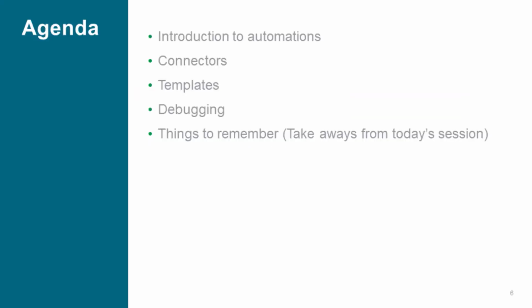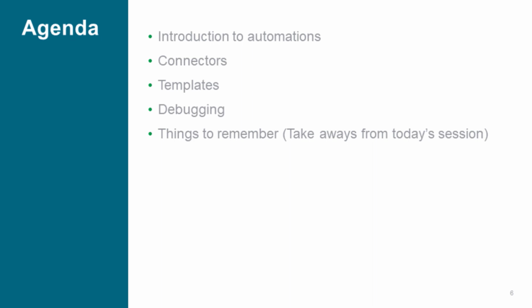Great, thank you. And today we're going to start with an introduction of what Qlik application automation is. We're going to take a look at some connectors and templates and get into some details about some of those. And then we're going to dive into debugging some more complicated automations and the details therein.